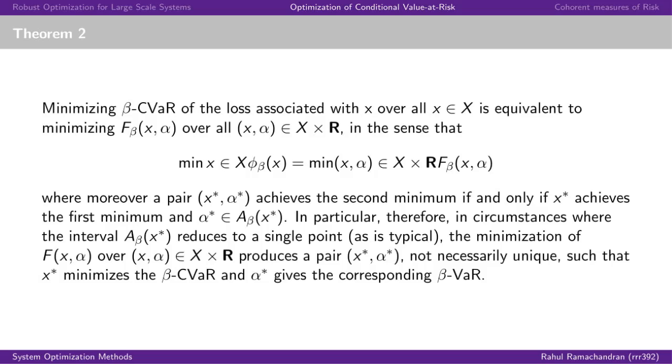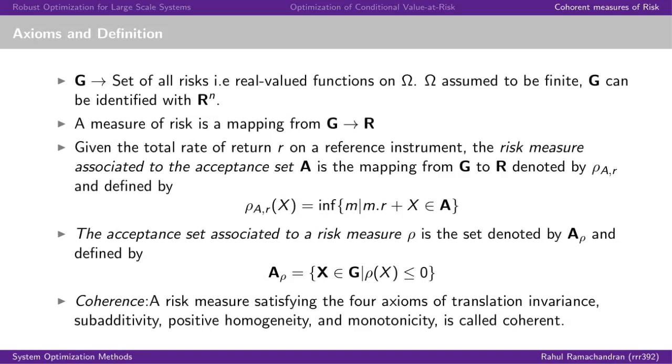Sometimes, when the set A reduces to a single point, when F is minimized over x and alpha, it gives us an optimal solution pair that may not be unique. The x star of the solution minimizes the beta conditional VaR, while alpha minimizes beta VaR. That was the end of the second paper.